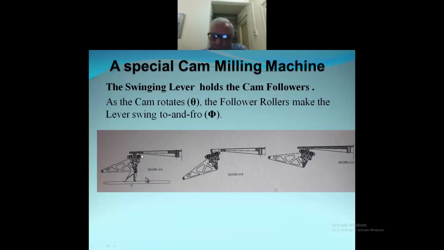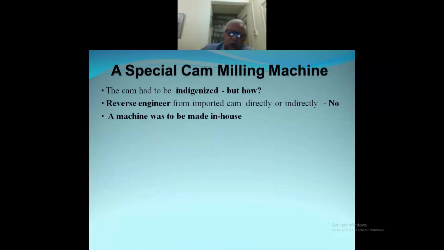Now, this particular cam was being imported at a very high cost for a very long time, and more than 1,000 cams were needed per year. So it was decided that we have to do something about it, and we thought that rather than going out, we will make a machine to cut this cam.